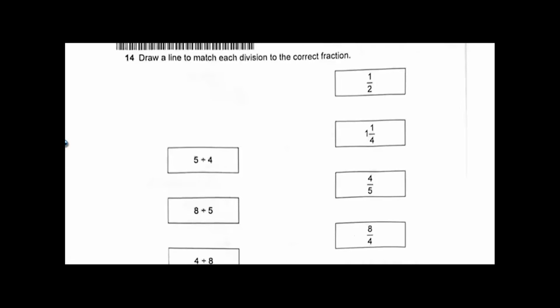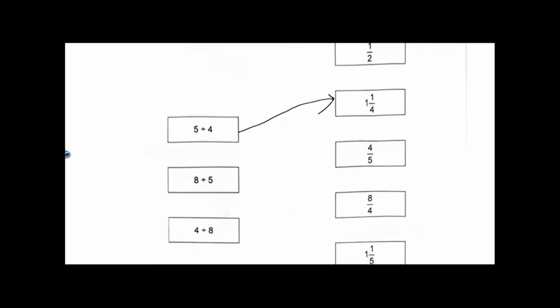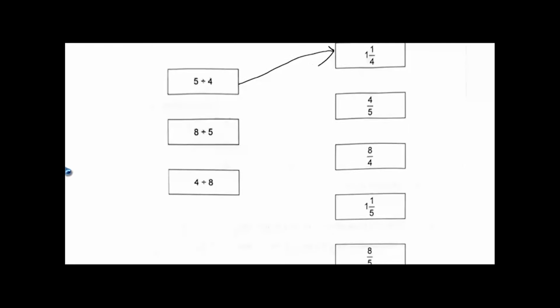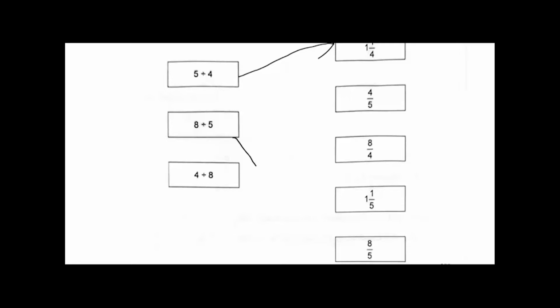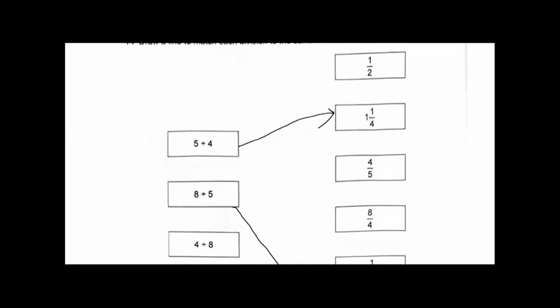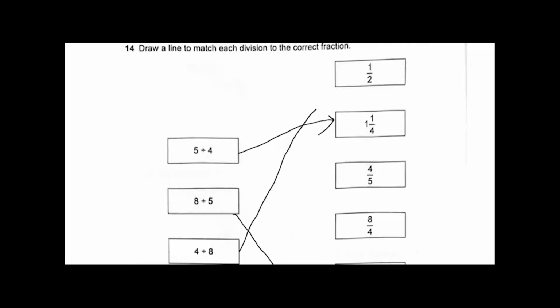Draw a line to match each division to the nearest fraction. Okay, so what we need to do here is this: 5 divided by 4, that will be 1 out of 4. So you draw it here. Then 8 divided by 5, let's see the equivalent there. Do you have one whole number? 3 out of 5? No. So this is the nearest one. Okay, they are equal. Then 4 divided by 8, that is a half. A half, I think, is up. Yes. So this one will go up here. So that will be the solution there.